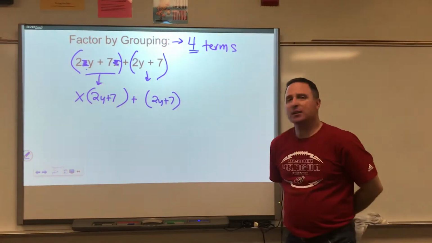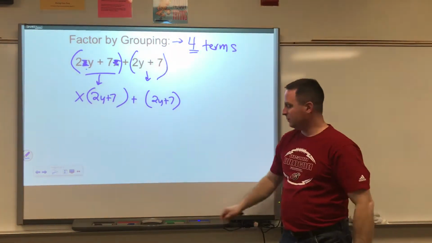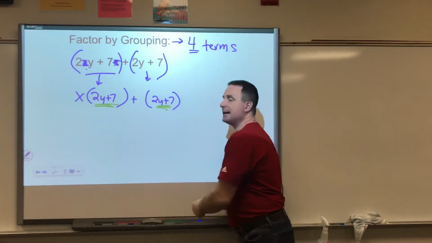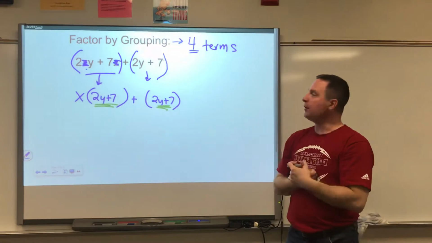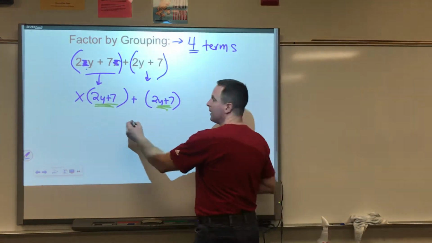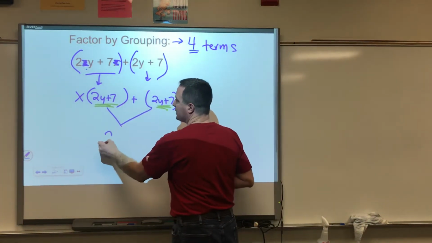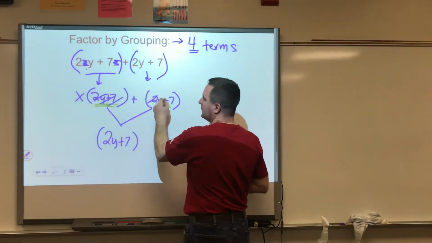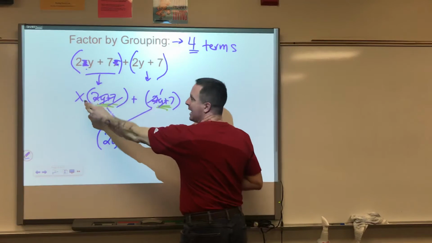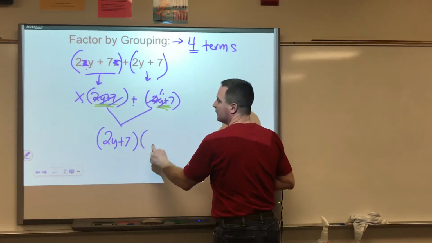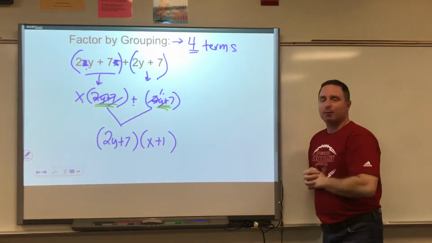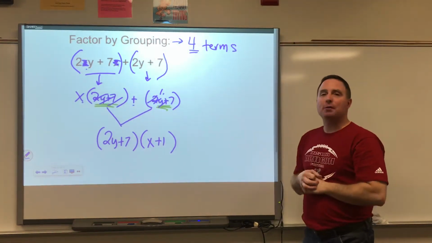Well, hey, this kind of looks like what we saw a couple minutes ago. Do these guys have anything in common? Yeah, now we're going to take out that expression. They both have a 2y plus 7. So I'm going to take that out, and sometimes I go like this. I'm going to take that away from both of them. And when I do that, I have an x plus 1 left over. We'll practice a couple more here in a second, but that's how grouping works.